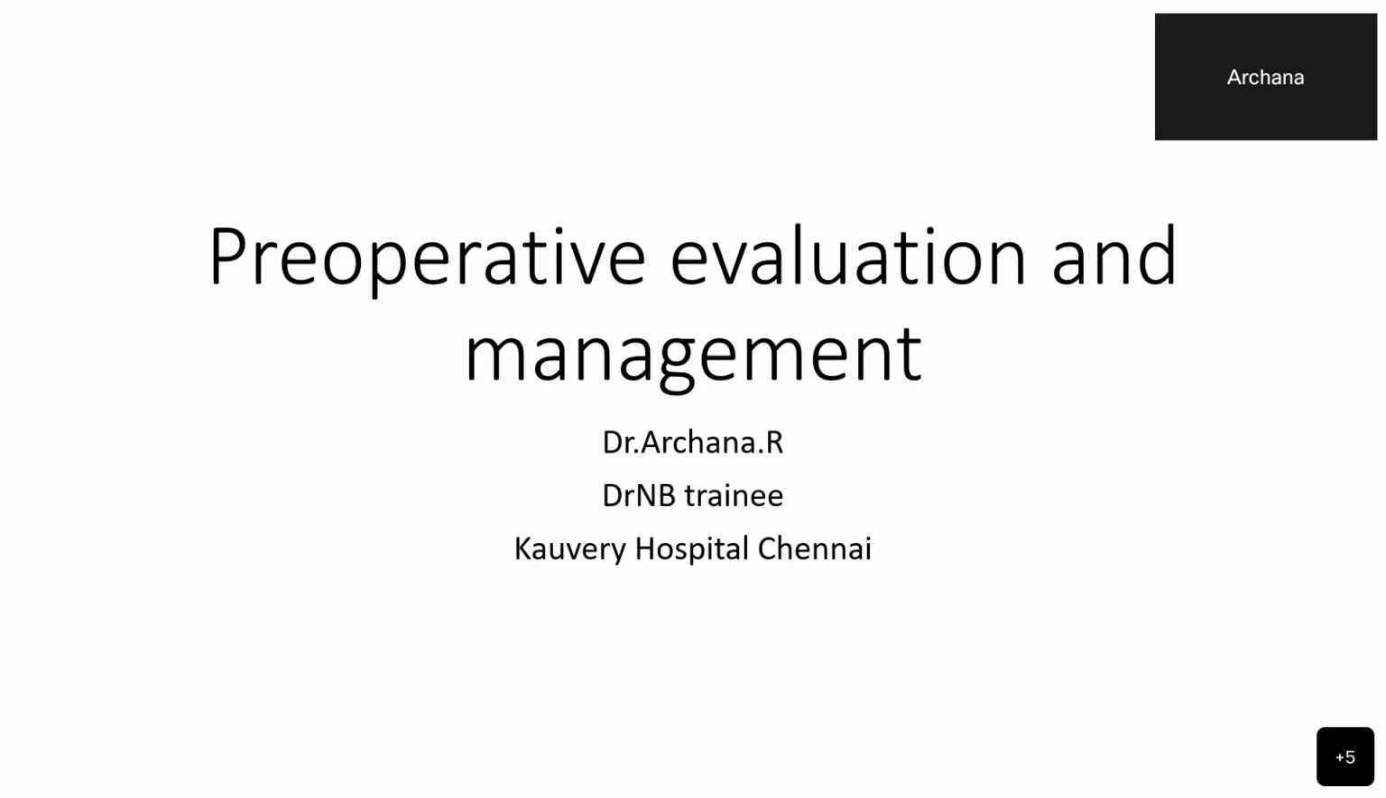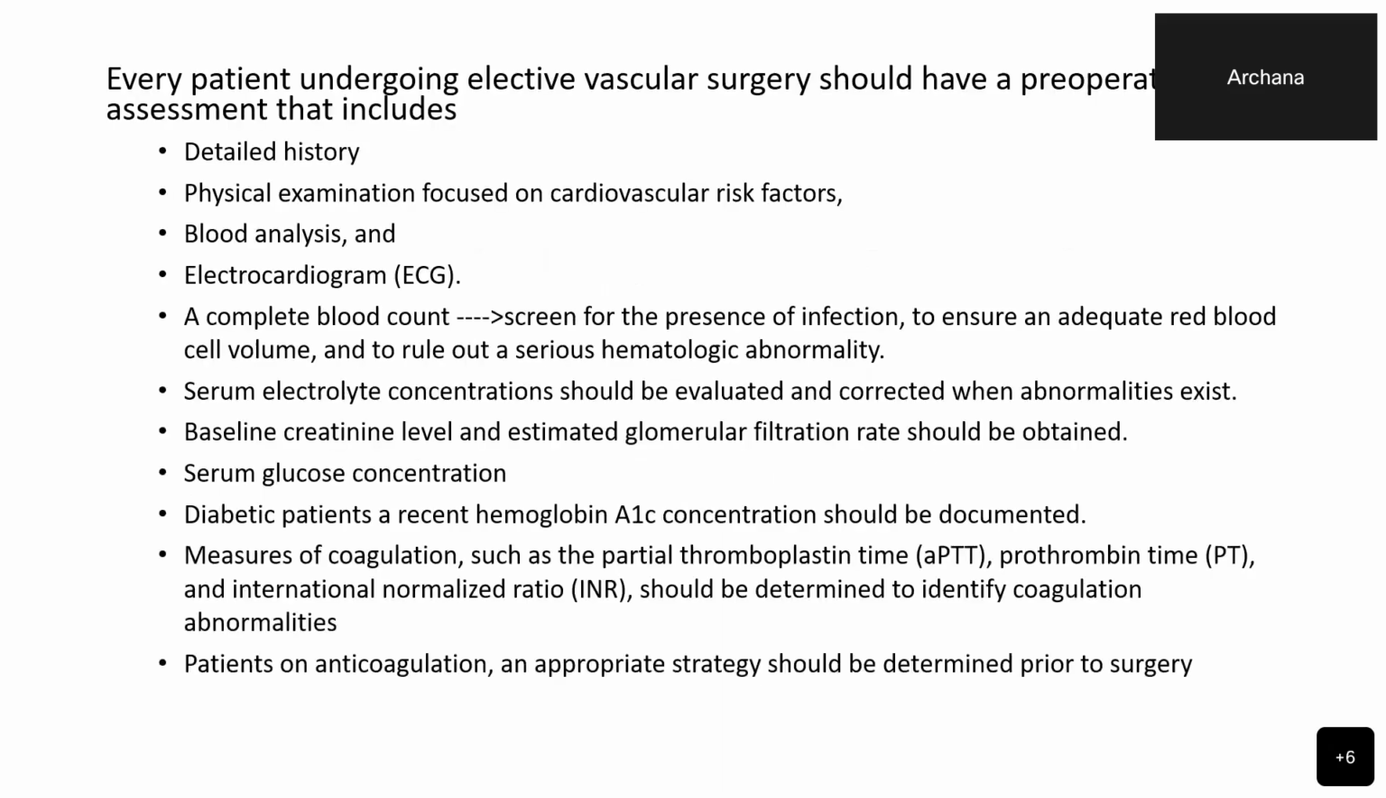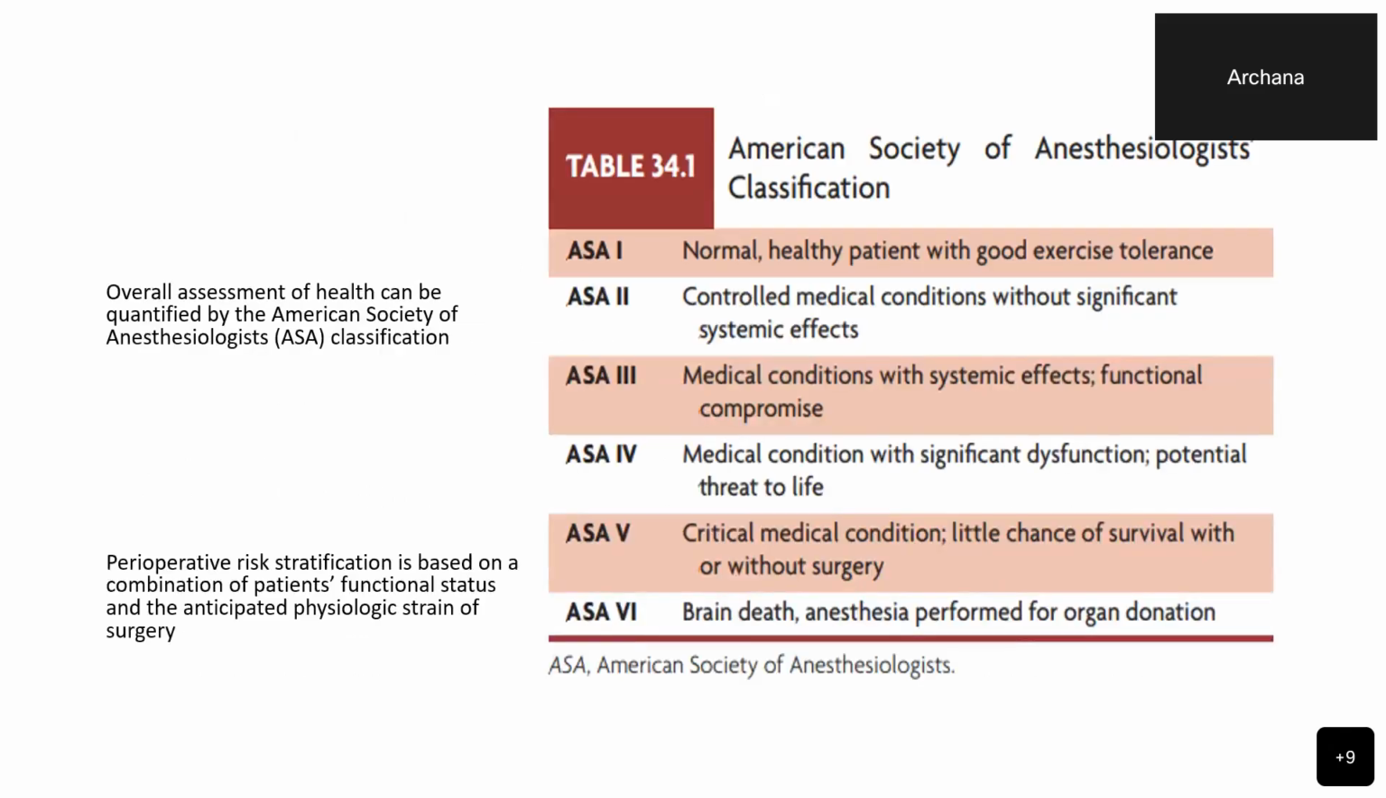Regarding preoperative evaluation and management for a vascular surgery patient. So coming to the general risk assessment, routinely we have to do a detailed history, physical examination, and blood analysis: ECG, complete blood count, serum electrolytes, baseline creatinine, GFR, glucose concentration, and coagulation profiles, as a basic assessment. And preoperatively, the overall assessment of health can be done by the ASA classification, which includes the functional status and the anticipated physiological strain of surgery.